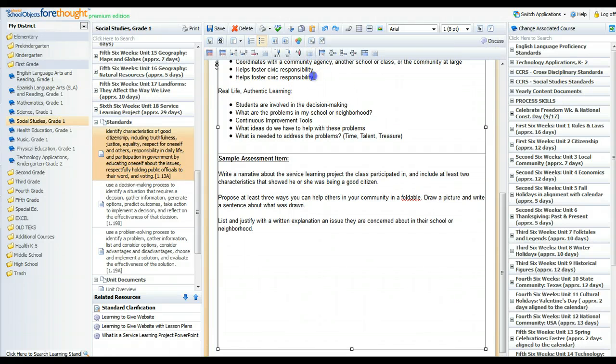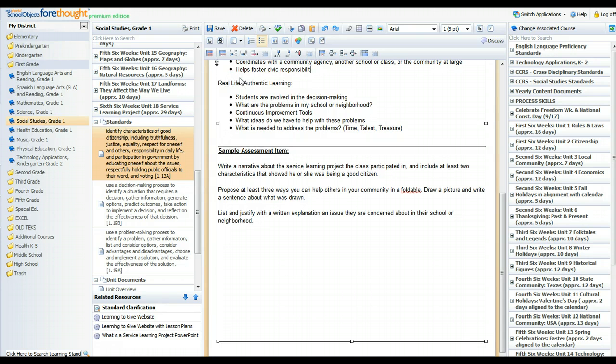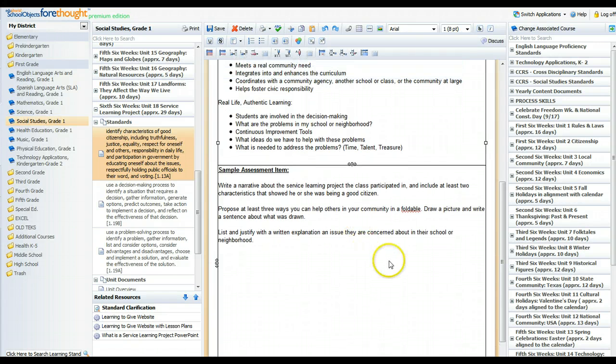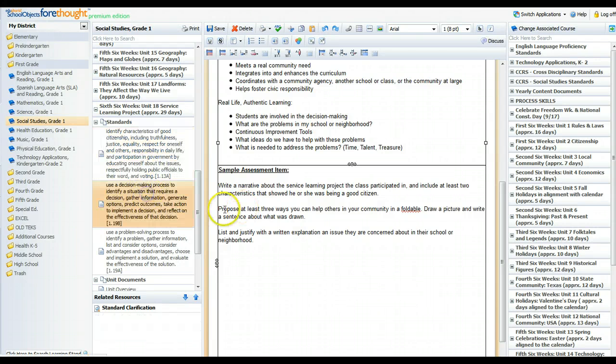We want to make sure that they know the continuous improvement tools that they would use to make sure they're doing the right thing, as well as what ideas we have to help with these problems. And remember that what you need is time, talent, and treasure. So I have some sample assessments: write a narrative about the service learning project the class participated in and include at least 2 characteristics that showed they were being good citizens. I have proposed at least 3 ways you can help others in the community in a foldable, and draw a picture and write a sentence about what was drawn, and list and justify with a written explanation an issue they are concerned about in their school or in their neighborhood.